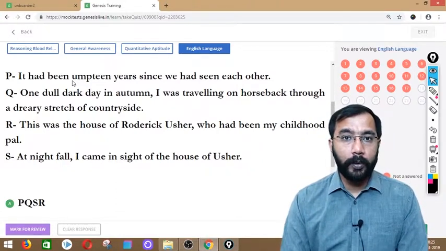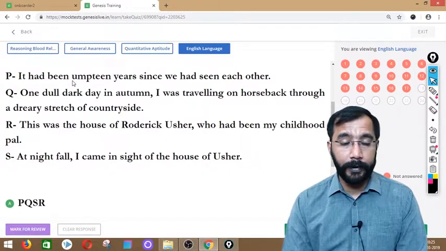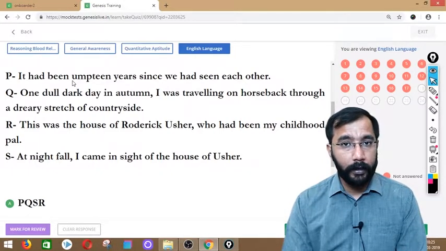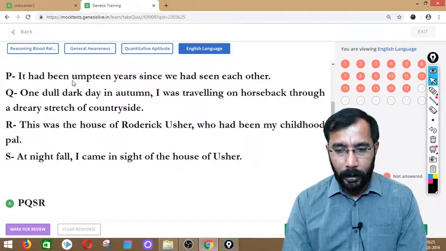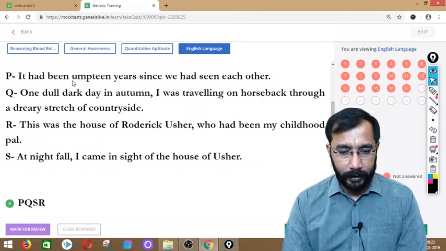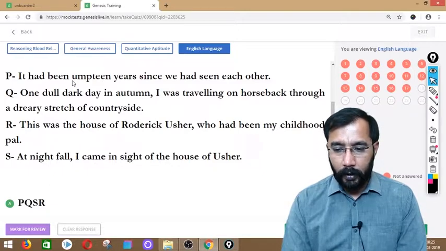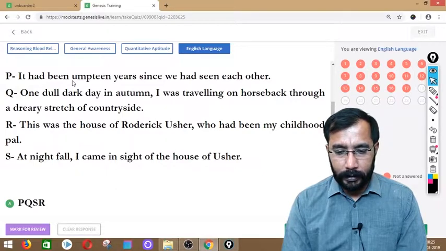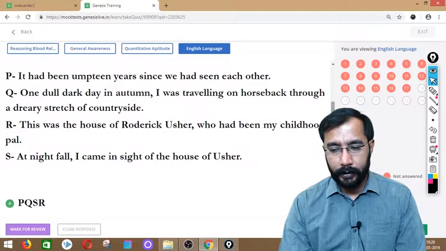All right. Our next question is rearranging the sentences. You've been given a couple of sentences, and you need to rearrange them in a proper order. The sentences: it had been umpteen years since we had seen each other. One dull dark day in autumn, I was traveling on horseback through a dreary stretch of countryside. This was the house of Roderick Usher, who had been my childhood pal. At nightfall, I came in sight of the house of Usher. So these are the four sentences, and we need to arrange them.